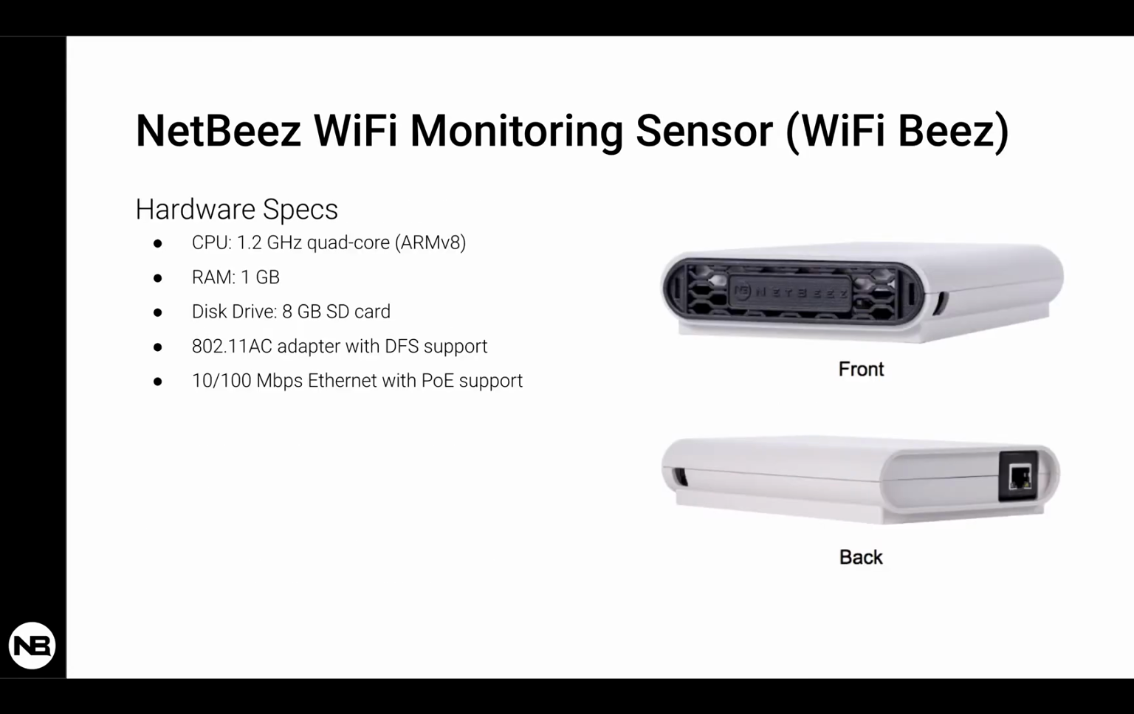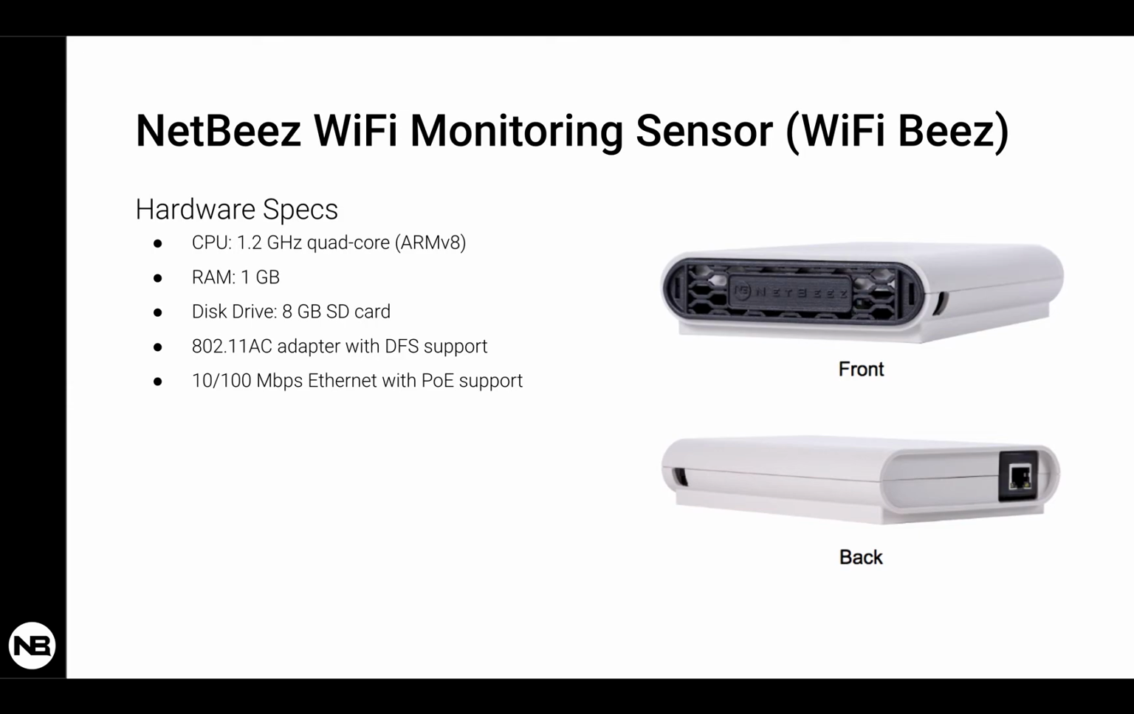A quick review of our NetBeez Wi-Fi monitoring sensor, also called Wi-Fi Beez. You can see this is the new model we launched at the beginning of 2019. It runs with a 1.2 gigahertz quad core. It's based on the Raspberry Pi 3. It also has an 8 gigabyte SD card, and of course has an external 802.11 AC adapter, which is inside the box that you see here, with DFS support. So it supports the DFS channels that not all the cards support.